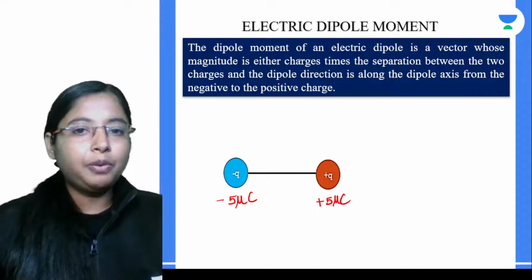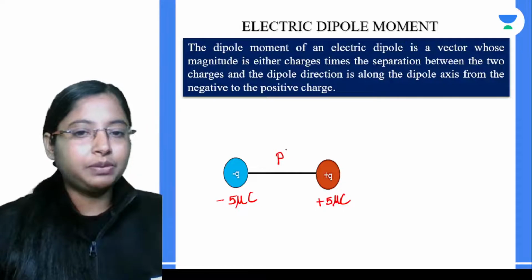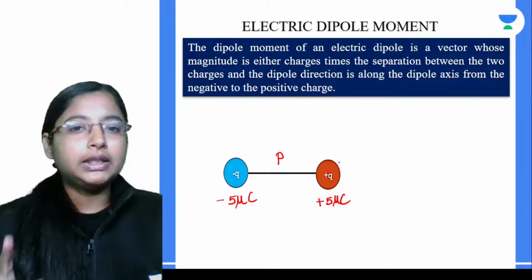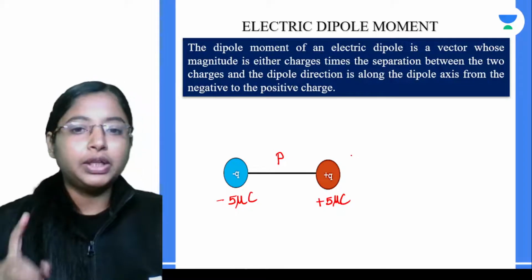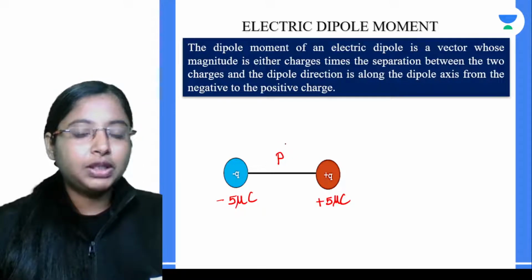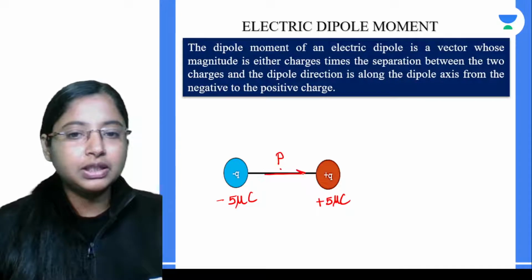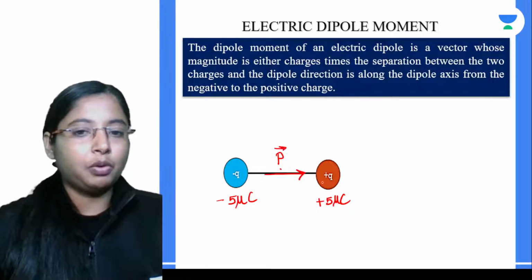So your dipole moment is given by this quantity P. It is actually a vector quantity, so it has a direction. The direction of the dipole moment is always from the negative towards the positive charge. So this is the direction of the dipole moment.